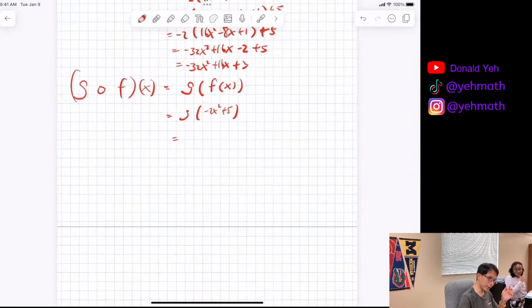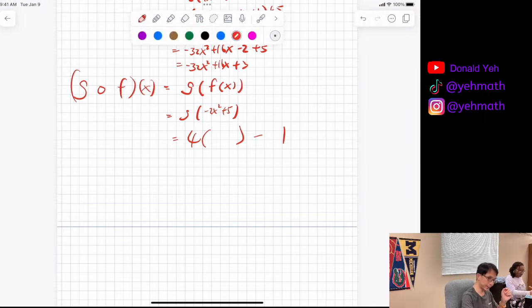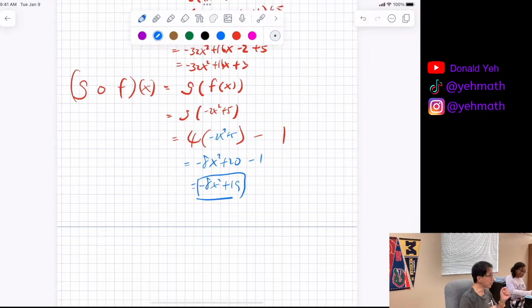g is 4x minus 1. So instead of writing down 4x minus 1, I'm going to plug in this: negative 2x squared plus 5. So that's equal to negative 8x squared plus 20 minus 1. So it'd be negative 8x squared plus 19. And that's g of f of x.